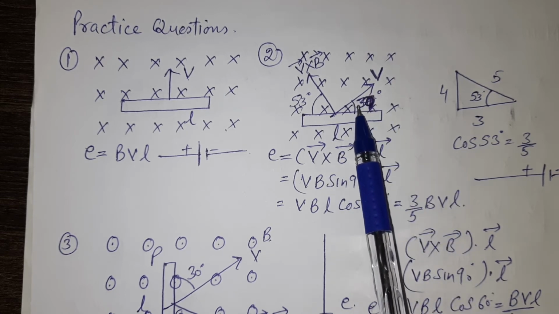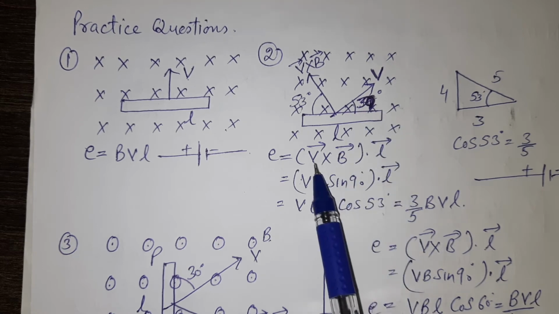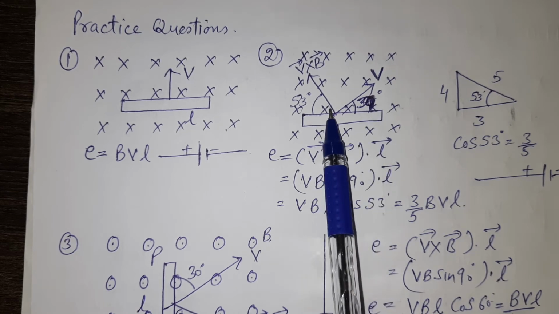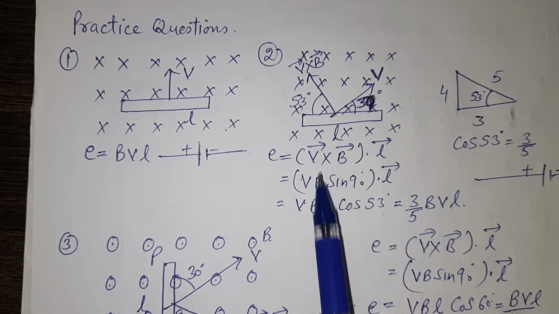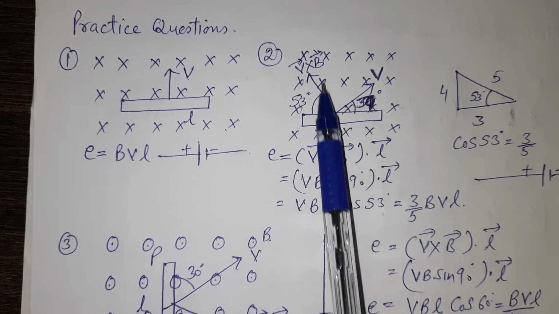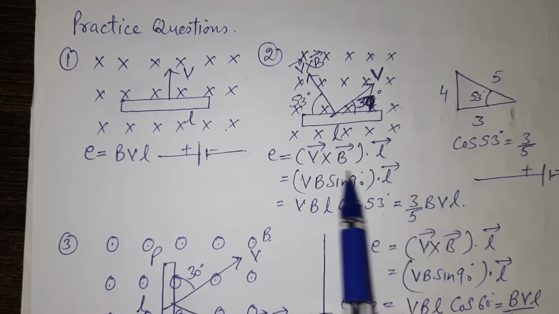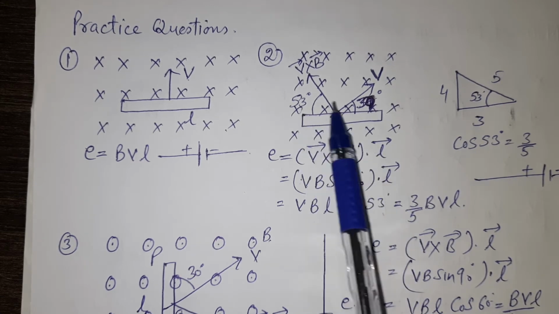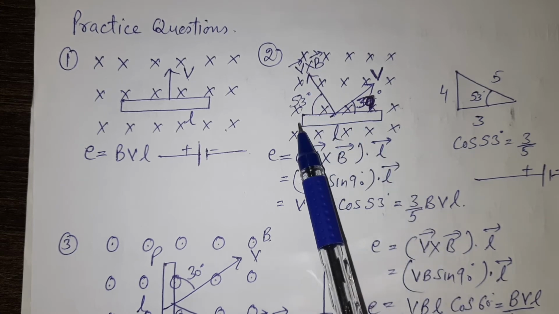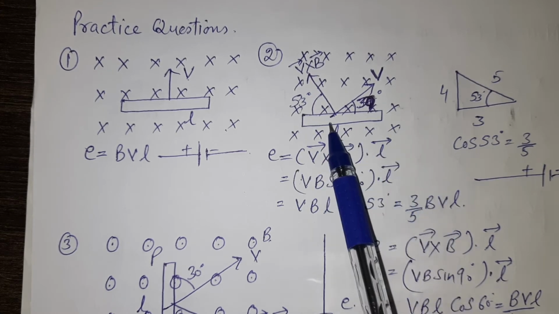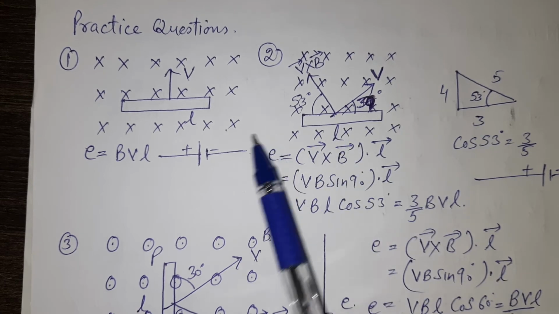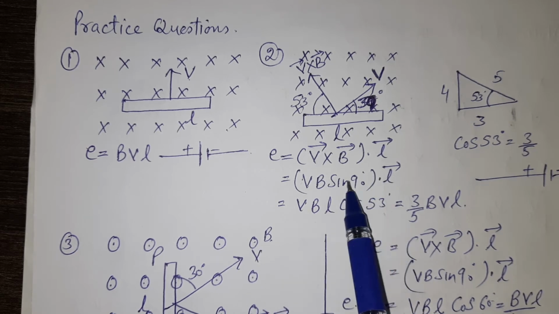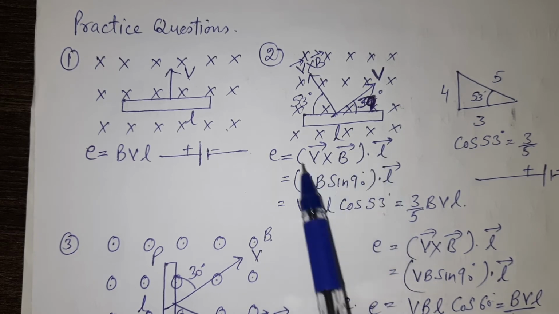When this angle is 37 degrees, it means we can write V cross B. V is perpendicular to B. So V cross B will be VB, and the angle between V cross B and L is 53 degrees. This is V cross B and this is L, because L can be taken on any side as convenient to us, but it should be with the dot product of vector V cross B.